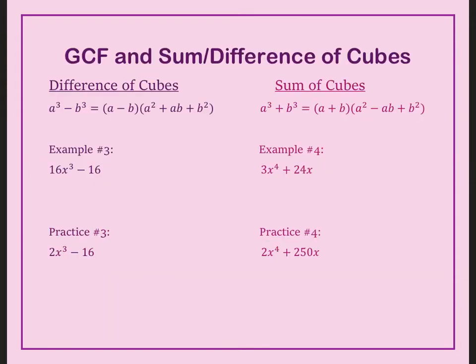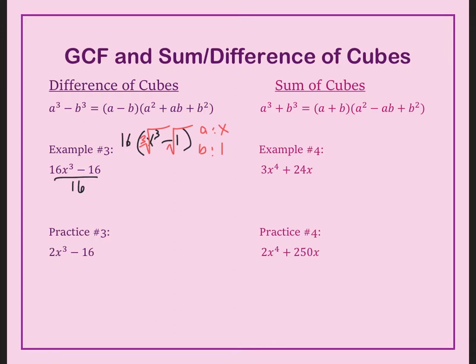Now going along with that, here's still some more GCF practice. These are some smaller numbers, so maybe a little bit easier. So here's example 3. What's the greatest common factor of 16 and 16? Well, the answer is 16. So I can pull out a 16 in front, and I'm left with x cubed minus 1. So now can I take the cube root of both of these? I can. And so my a value is x, and my b value is 1.